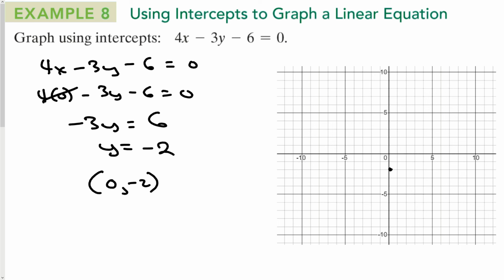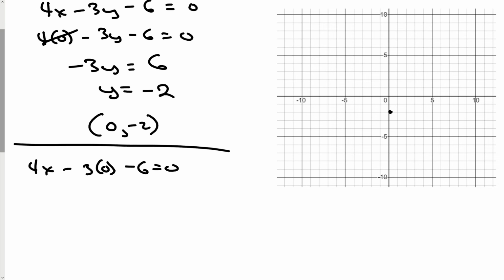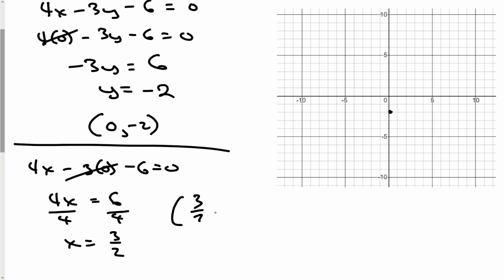Next, plug 0 in for y. Let's get a little more room. That cancels that. 4x is equal to 6. Divide out the 4. X is equal to 3 over 2. So that gives me a point of 3 over 2 comma 0, which is 1.5. Didn't work out perfect. That's okay. And now we just connect the dots with a straight line. Arrows at the end, and we're done.